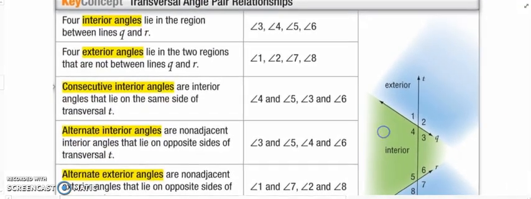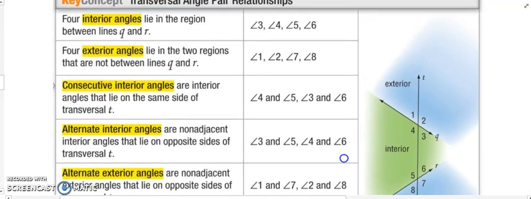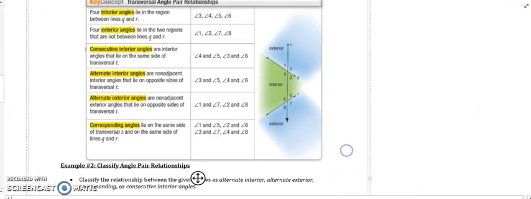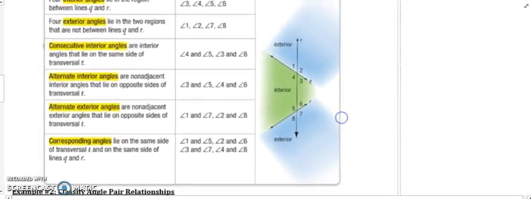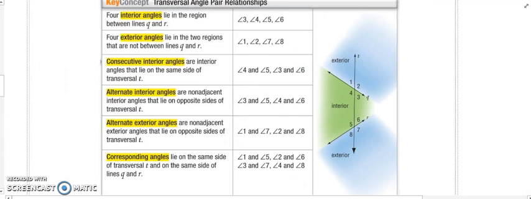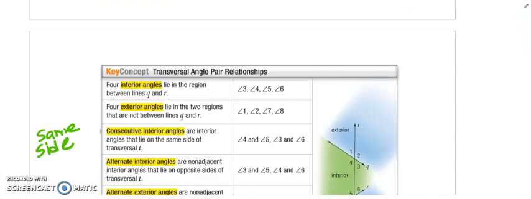Okay, so when we have a transversal crossing other lines, we have several different types of angles. This is a good big picture, and this is the most important vocab for this chapter. We'll be using this stuff a lot. So we have interior and exterior, and you can see obviously the interior is in between the two lines, and the exterior is on the outside. Notice it has nothing to do with the transversal. It's just inside or outside the two lines.